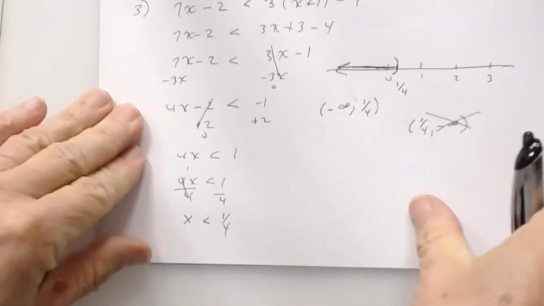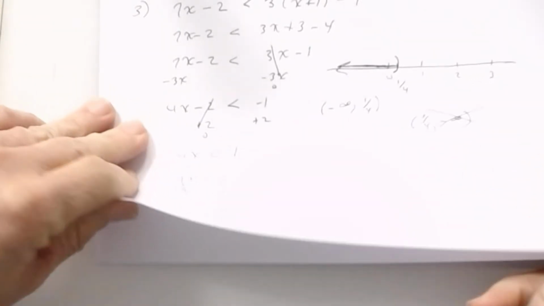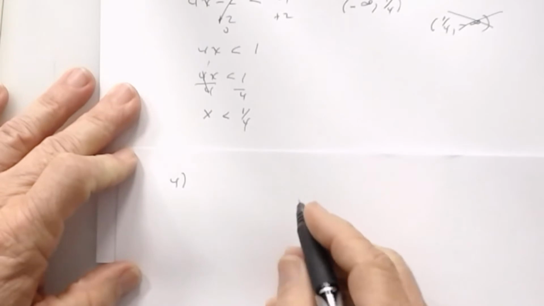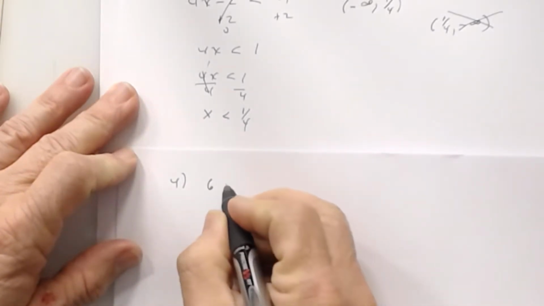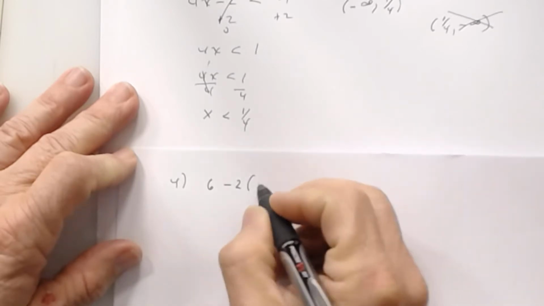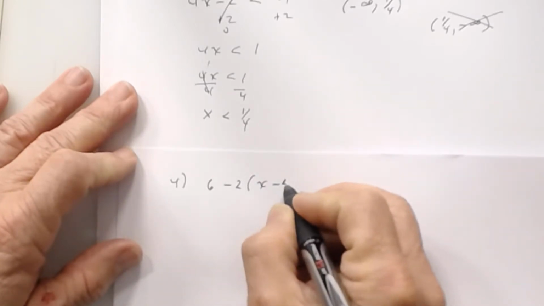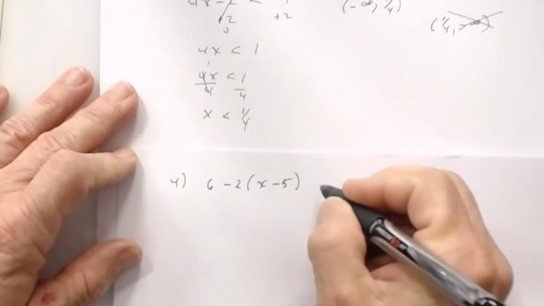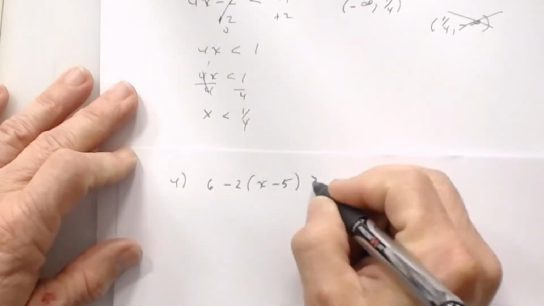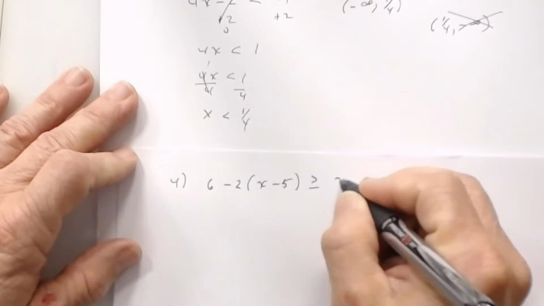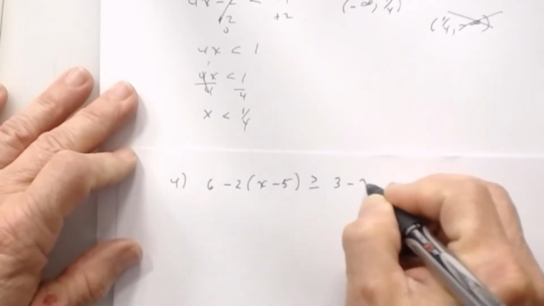All right, that's number 3. All right, let's look at this one. Number 4. All right, so number 4, let's suppose we had 6 minus 2 times x minus, let's say 5, is greater than or equal to 3 minus x.